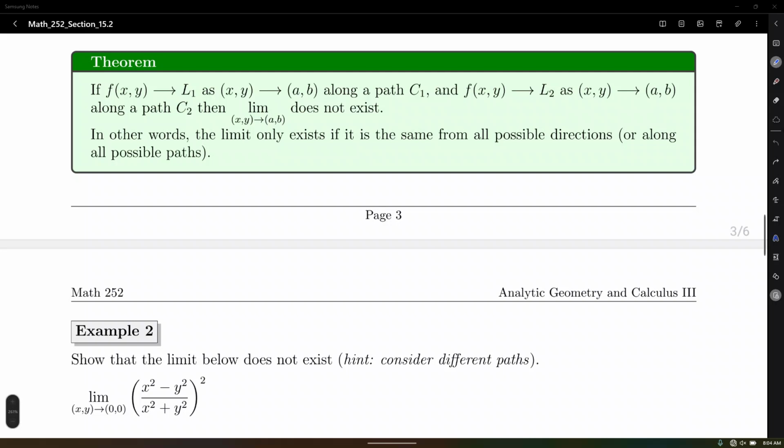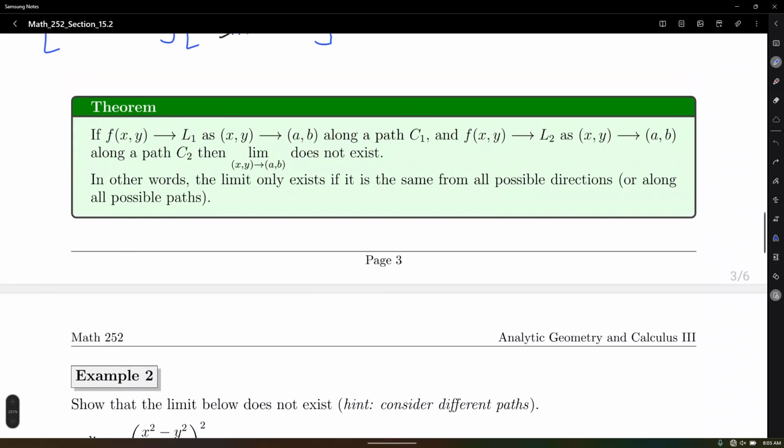And also the same function, f of x, y, approaches L2, which is actually not the same as L1, as x, y approaches the same point, but in this case along a different path. Then the limit does not exist. So this is the multivariable analogue of the idea of the two limits not coinciding from either side, but in this case we don't talk about it from the sides.